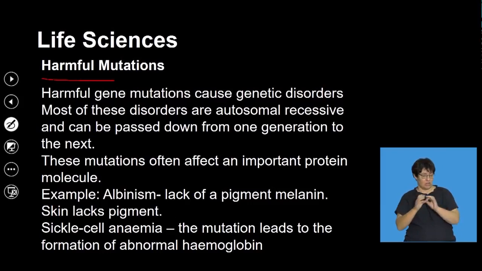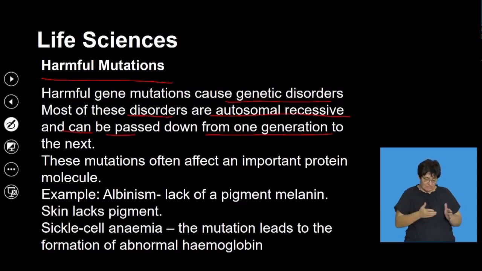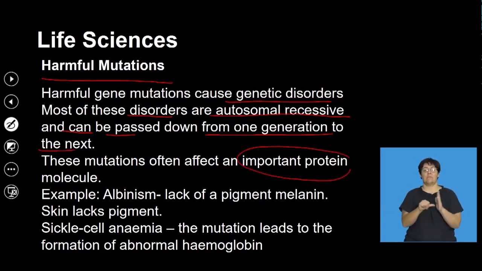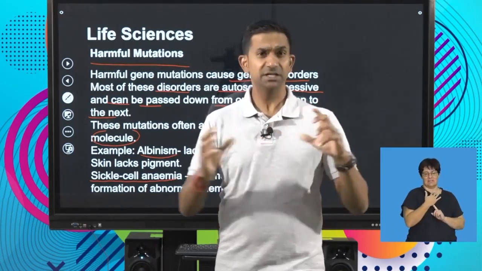However, we have harmful mutations, and often these would be mutations that cause genetic disorders. Most of these disorders are autosomal recessive, and I'll explain what autosomal recessive is. And these can be passed down from one generation to the next. These mutations often affect an important protein molecule. An example of this would be albinism or even sickle cell anemia. So when we look at harmful mutations, we refer to these mutations as mutations that affect a specific gene.